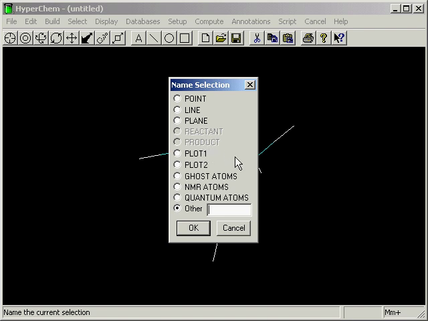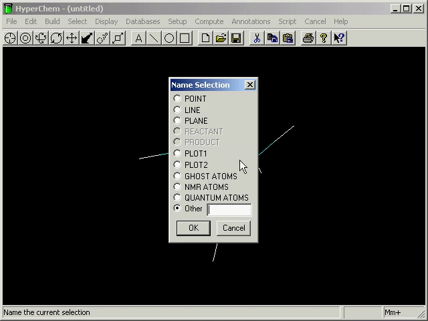Reactant and product are used in helping to try and define a transition state that you'll see in the description of finding transition states. Plot 1 and plot 2 are used in doing potential energy plots, either a plot in 2D or a plot in 3D, depending on whether you need both variables or only plot 1.